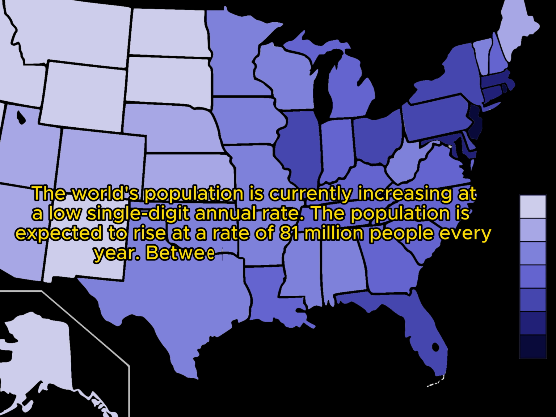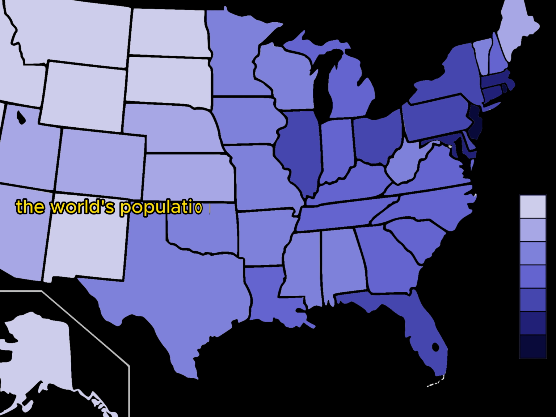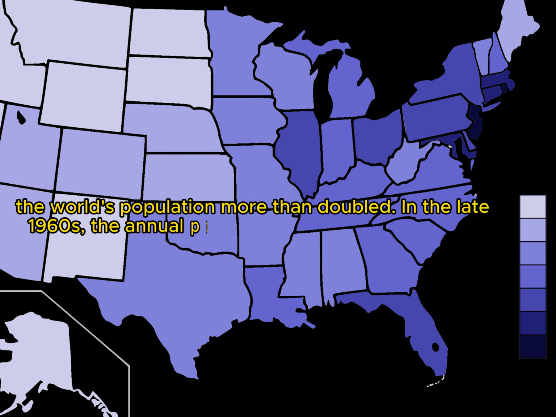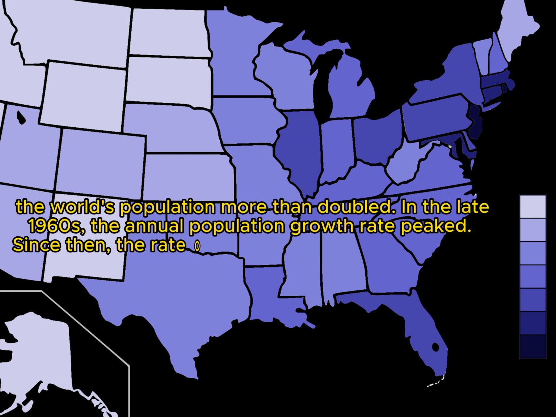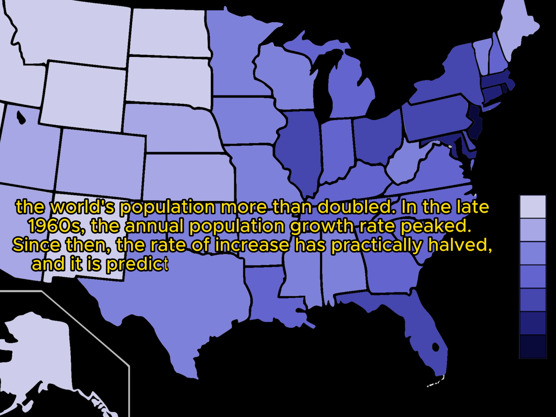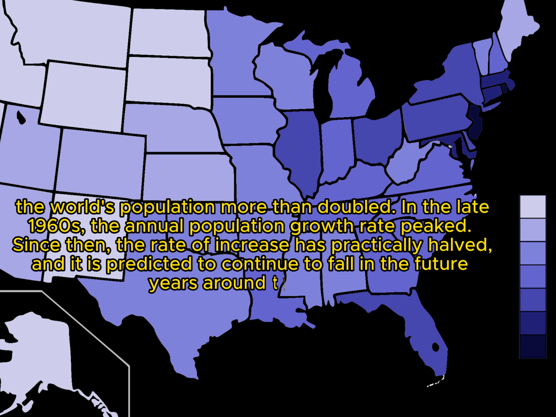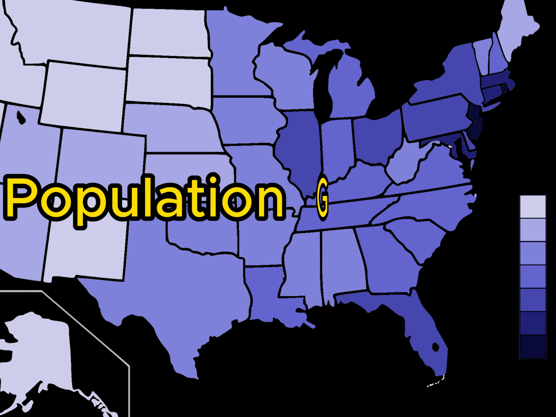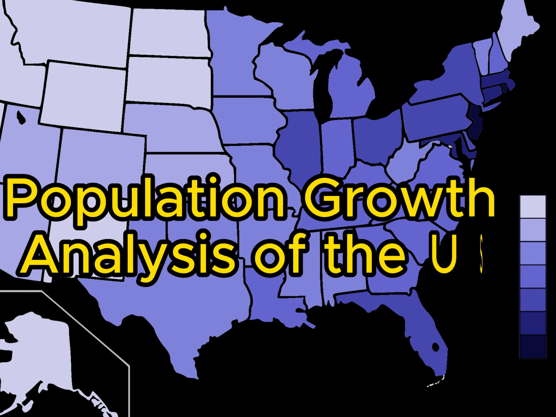Between 1959 and the 2000s, the world's population more than doubled. In the late 1960s, the annual population growth rate peaked. Since then, the rate of increase has practically halved, and it is predicted to continue to fall in future years around the world. Population growth analysis of the U.S.